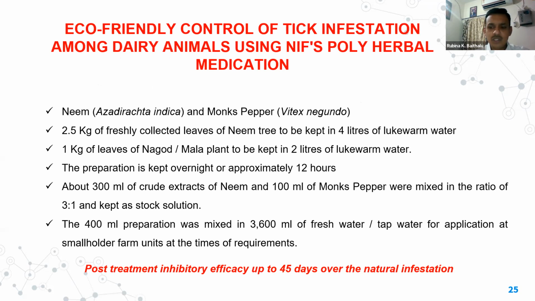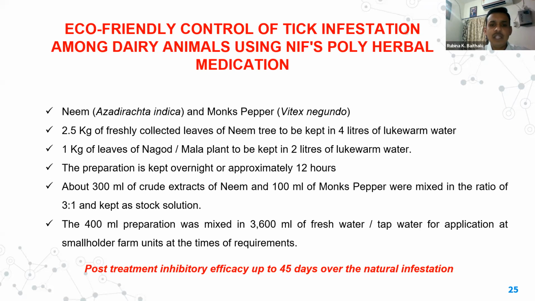I will also discuss one of the eco-friendly preparations for dairy animals. That is also available on the ICAR website. It is a combination of neem and nagod. You can take 2.5 kilo of freshly collected leaves of the neem tree, and that has to be kept in 4 liters of lukewarm water. Simultaneously, take 1 kilo of leaves of nagod, also known as the mala plant, and keep that in 2 liters of lukewarm water.